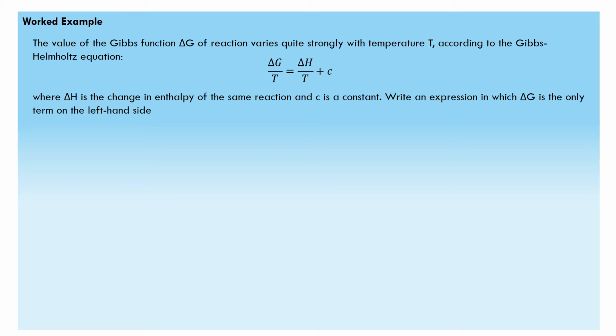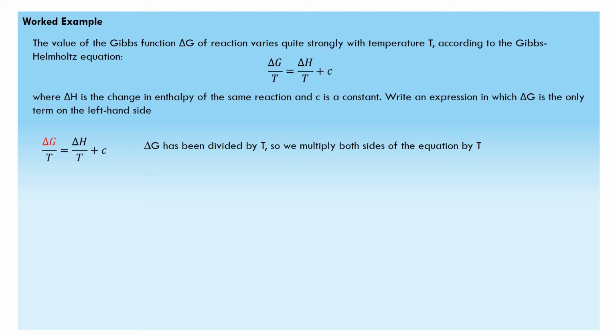So another worked example here. The value of the Gibbs function, delta G of reaction, varies quite strongly with temperature T, according to the Gibbs-Helmholtz equation that you see there. In this worked example, we are asked to write an expression in which delta G is the only term on the left-hand side of the equation. In other words, we're asked to solve for delta G or make delta G the subject of this equation.